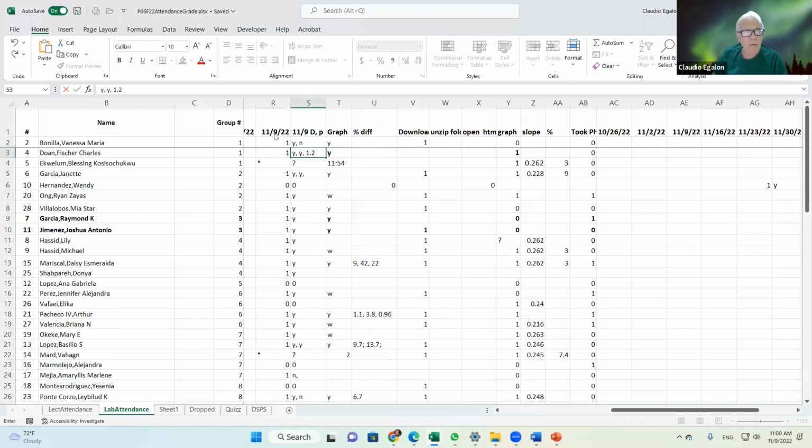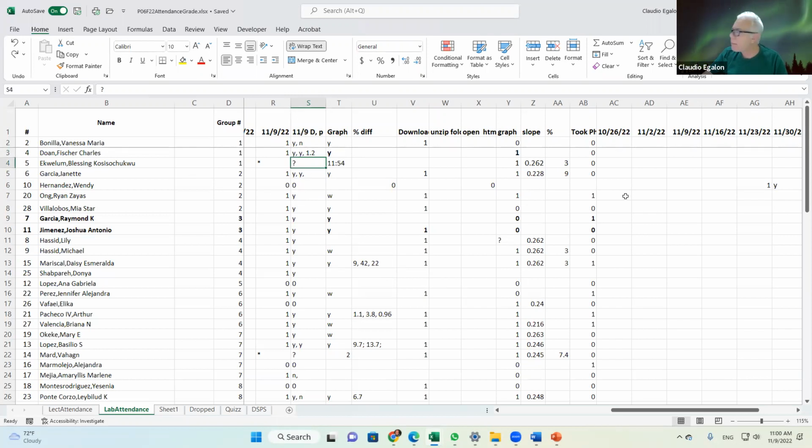Let's move to the other students. 1.2. Okay, so yeah, that should be right. And how much percent are you getting? Oops, what's going on here? Something wrong here. Okay, good. Well, I'll get to you.